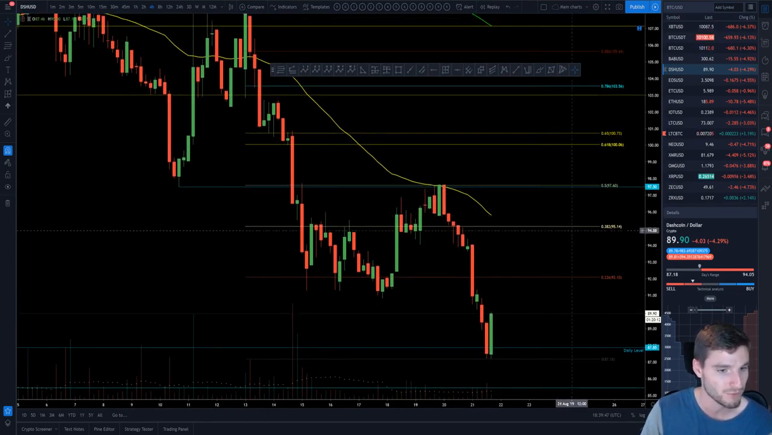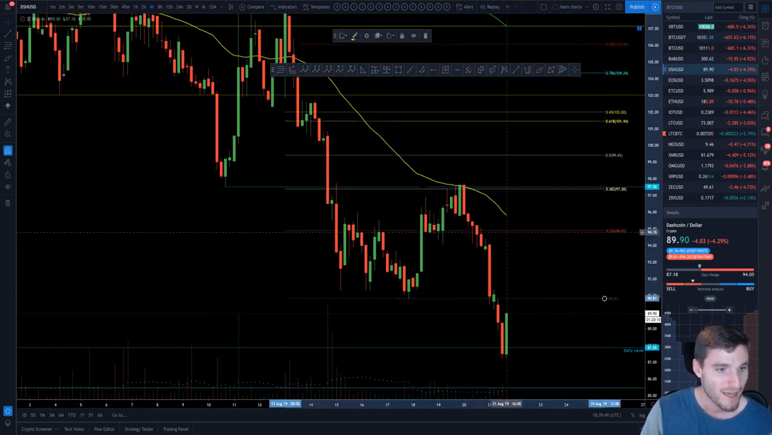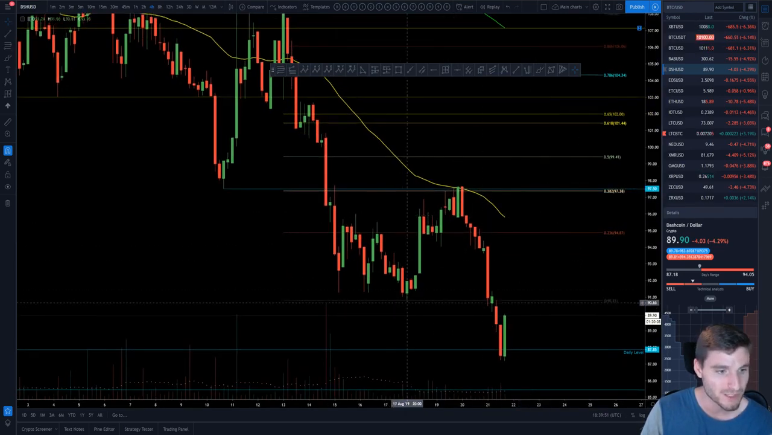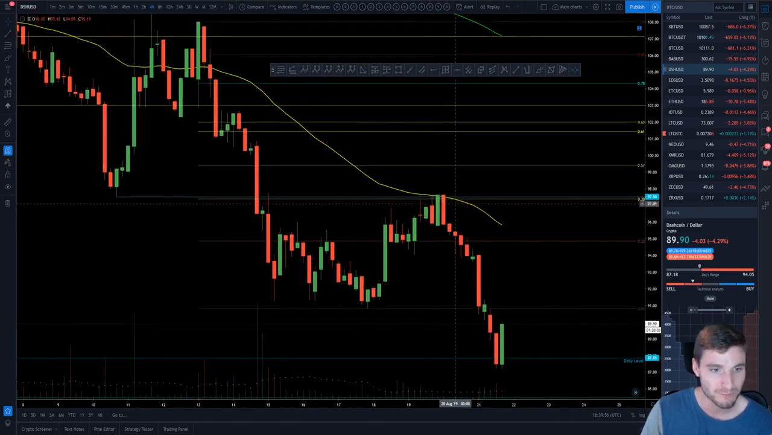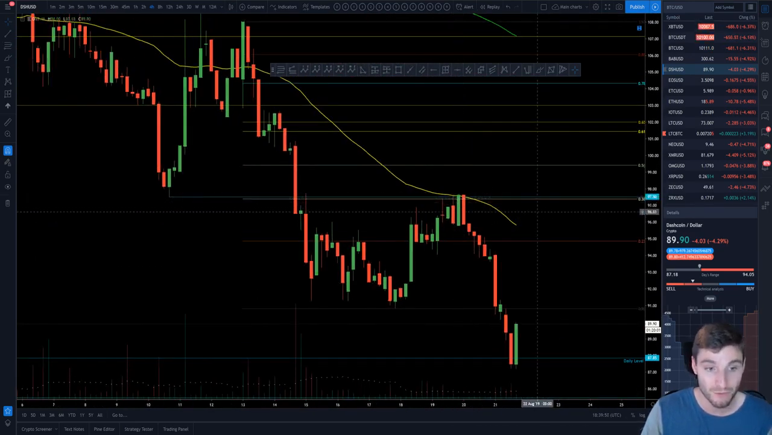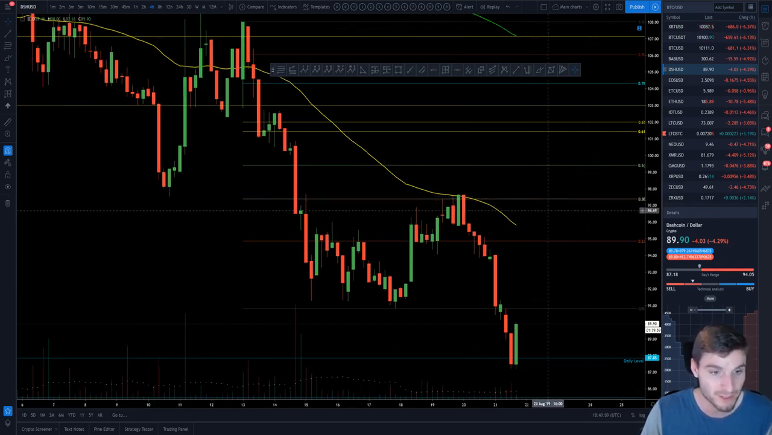Wow, now we're looking at the 0.5. Oh yeah, of course. That's what you're calling confluence. Obviously, this was the low at the time. I was looking at it like this. High to low, 382 daily, and 55 EMA on the 4 hour. So yeah, that's confluence for me.